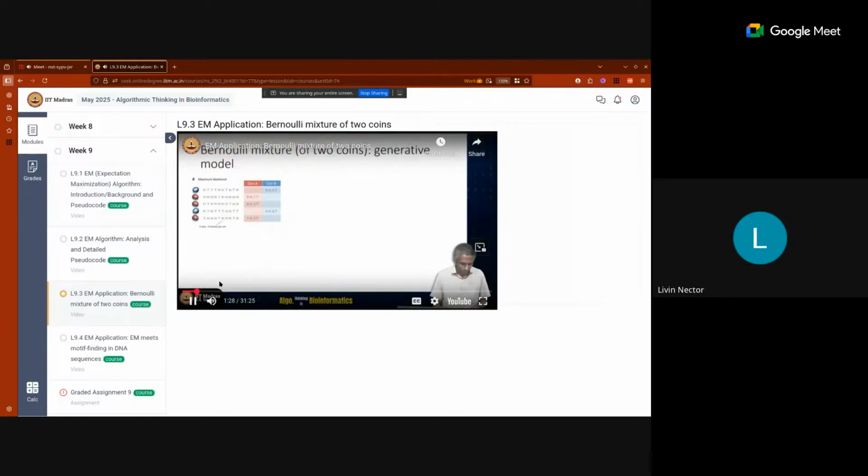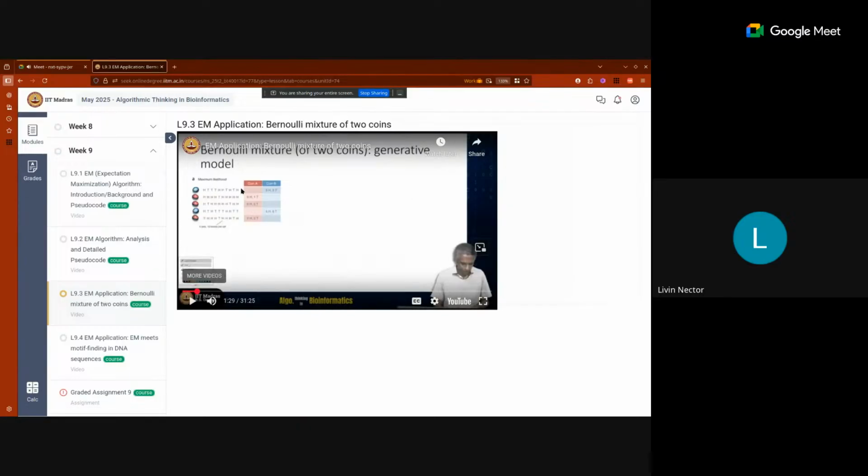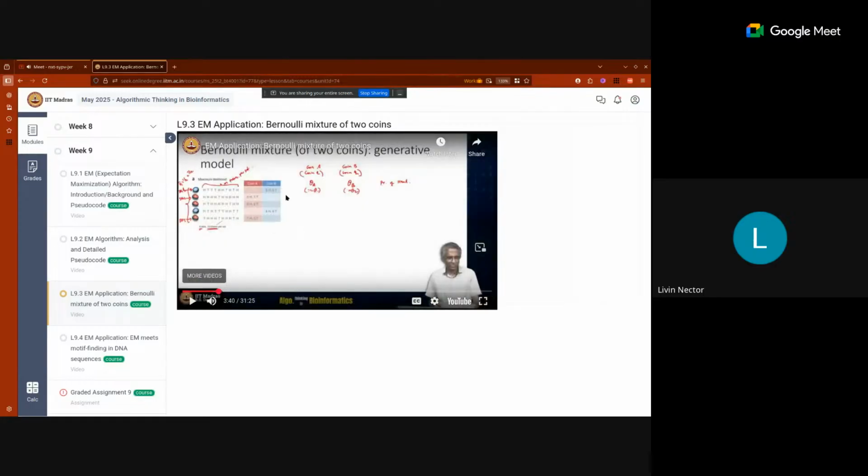So here we take this mixture of coins. This is a generative model that we take. There are two coins. We randomly pick a coin and toss it a number of times and note the number of tails and heads. The number of tails and the number of heads that we receive is the data we have. We don't know which coin we picked or what the probability of heads and tails is for each coin. And then how do we fit this generative model?